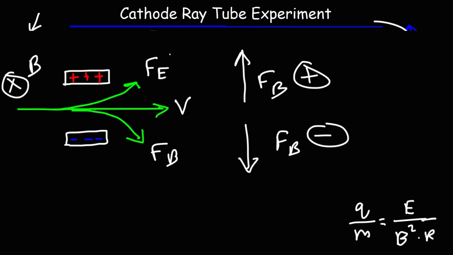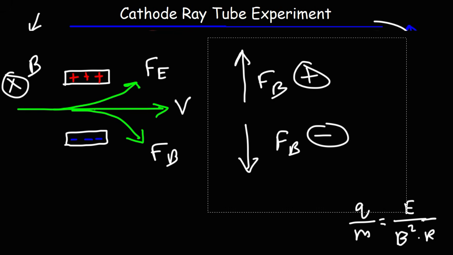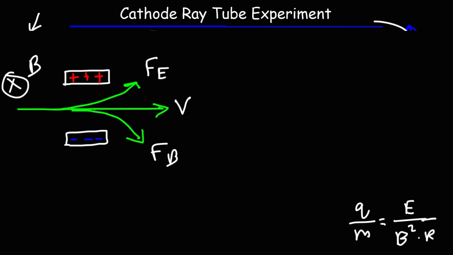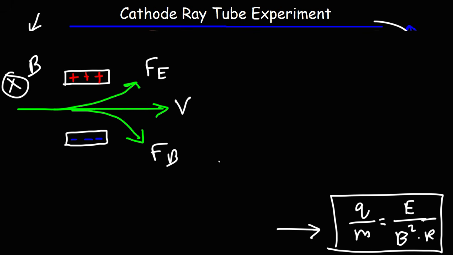Now, if we can design the experiment in such a way that these two forces are equal, they will cancel out, and so the electrons will continue to move straight to the right. And so that's why we could set FB equal to FE to get this equation. It all depends on if we can balance those two forces. If we could, then we can calculate the charge to mass ratio using this formula.